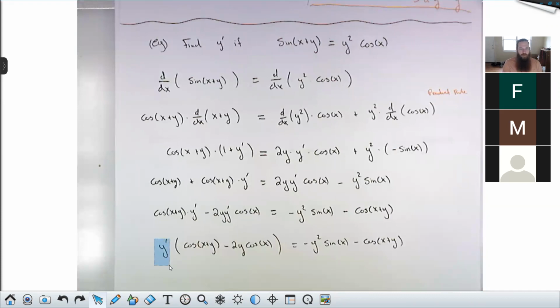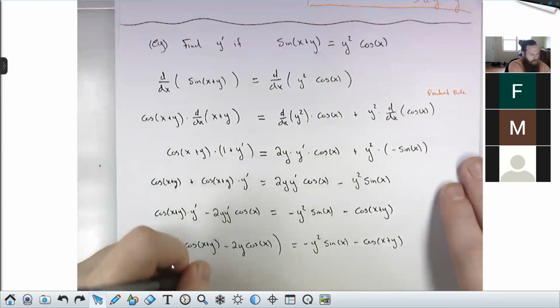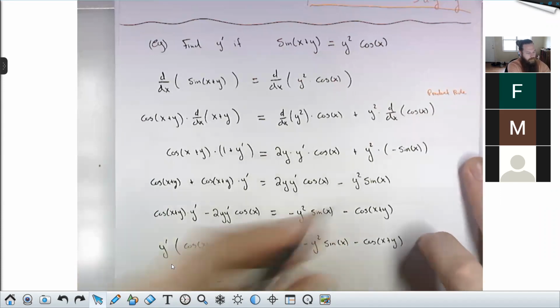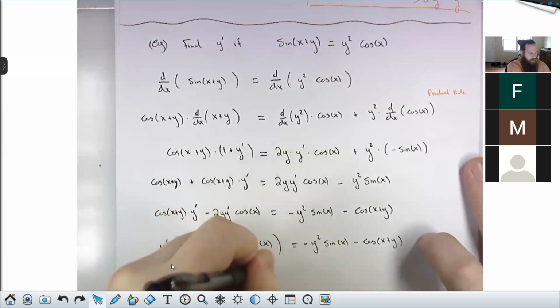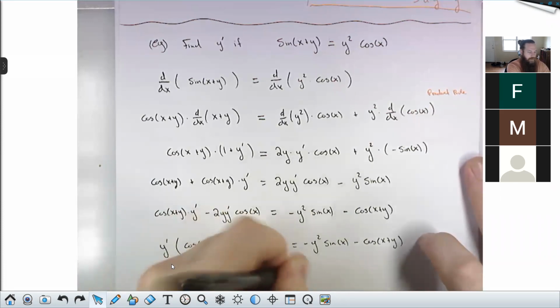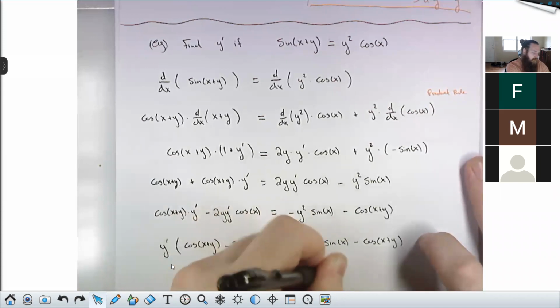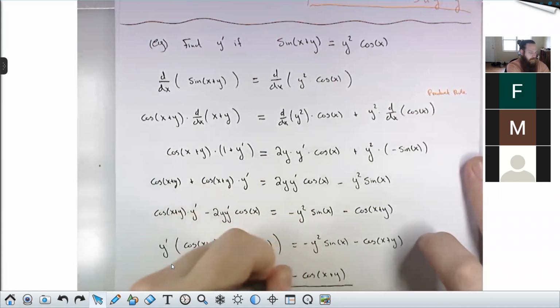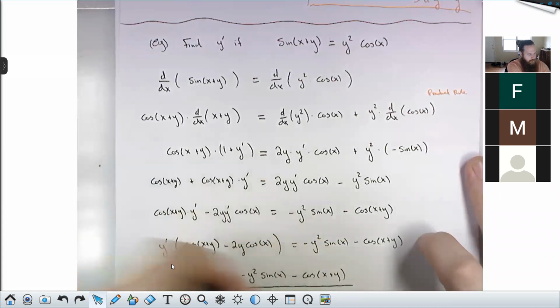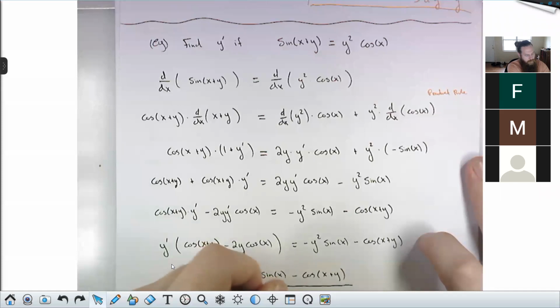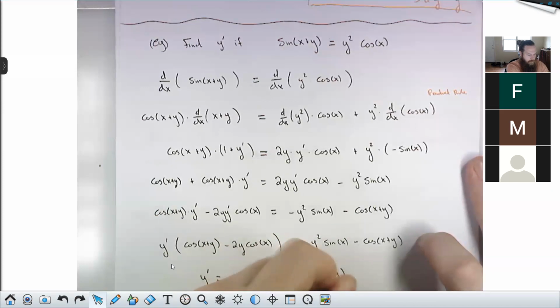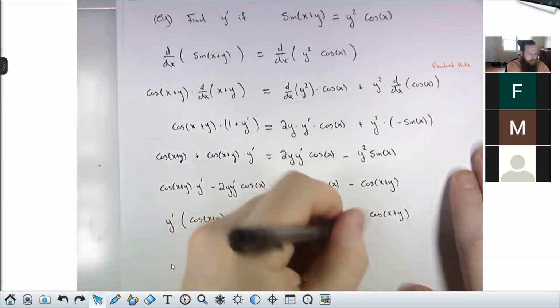And now finally, I've got y prime times some chunk of slop equals some other chunk of slop. So I can divide over by this whole piece to get y prime on its own. So y prime will be all this stuff, negative y squared sine of x minus the cosine of x plus y, all divided by cosine of x plus y minus 2y times the cosine of x. And that, lads and ladies, is your answer.